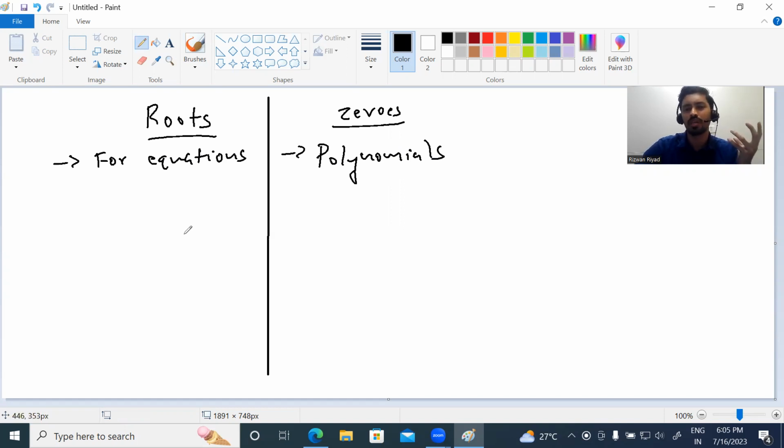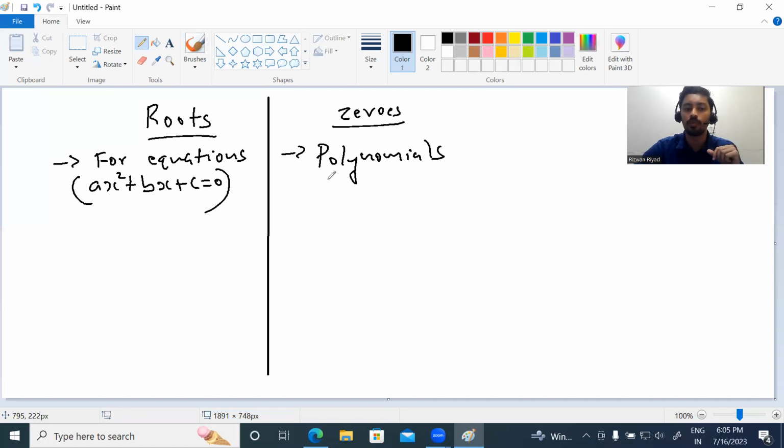What is meant by an equation, and what is meant by a polynomial? What are the differences between them? In an equation you can see an equal to symbol. You will find something on the left side of that equation, the left hand side, LHS, and on the right side of that equation, the right hand side, RHS. But in polynomials you cannot find an equal to symbol; you will just find an expression. This is the difference between an equation and a polynomial. Here I will write the general form of an equation: ax square plus bx plus c equal to 0. This is an example of an equation.